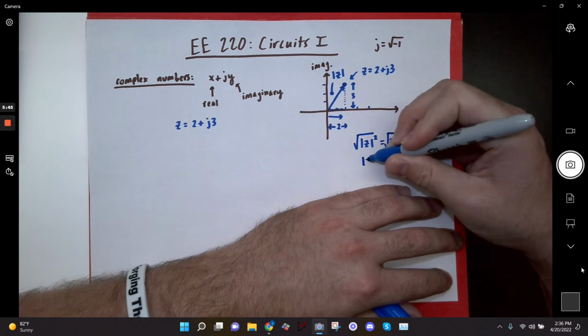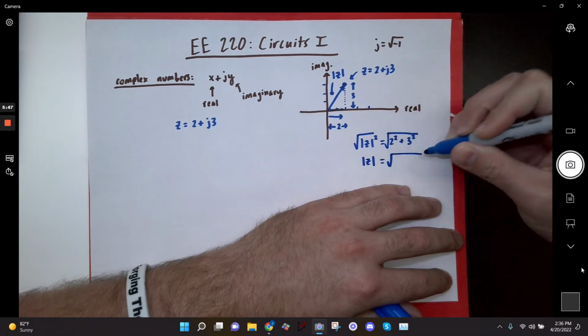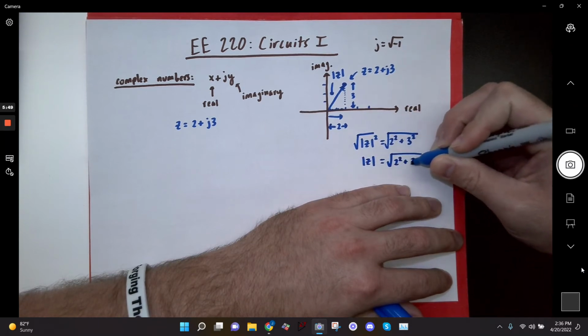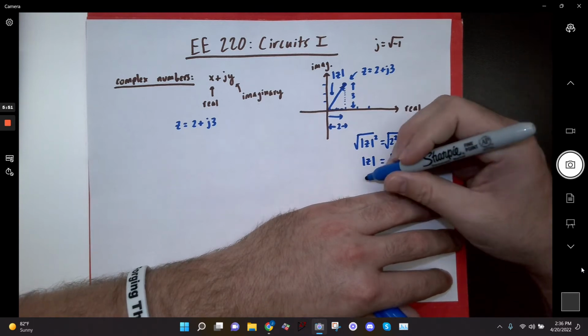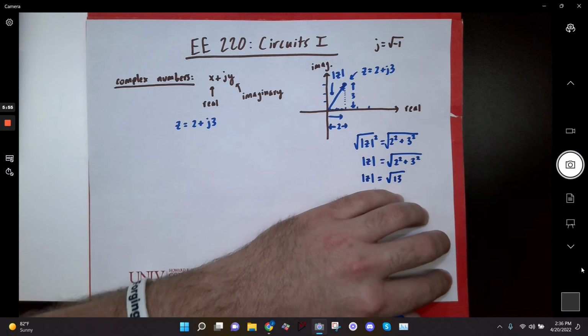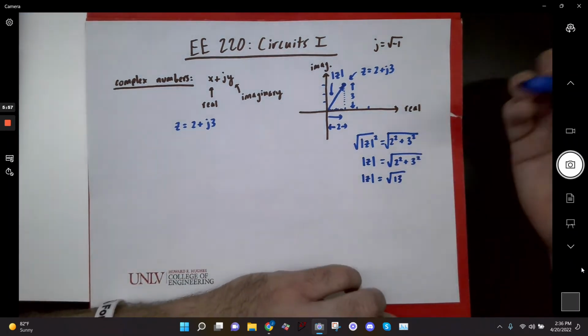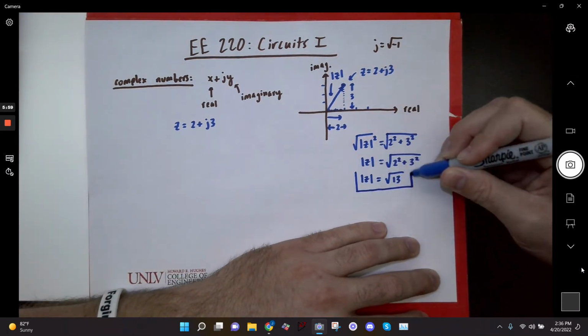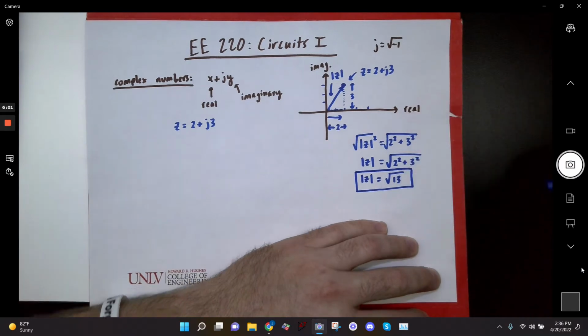And I get that the magnitude of z is equal to the square root of 2 squared plus 3 squared, which in this case is root 13. Right? 4 plus 9. Okay, so that would be my magnitude, or basically the length of that vector.